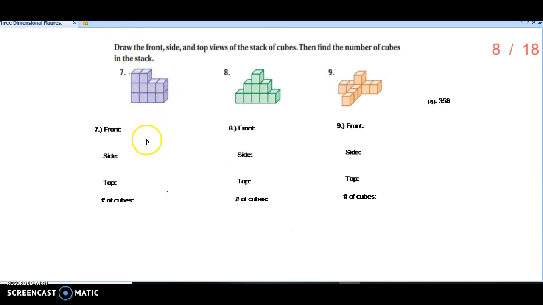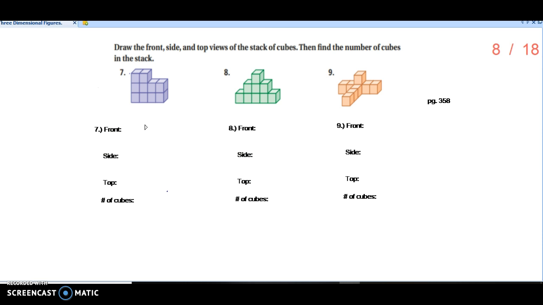One of the other things that you're going to be asked to do is to draw the front, side, and top views of stacked cubes. Now this can be really difficult if you have difficulty with spatial awareness with things, because it is kind of hard to see.